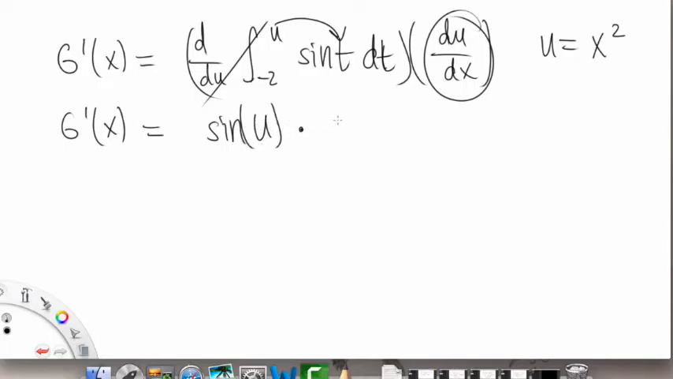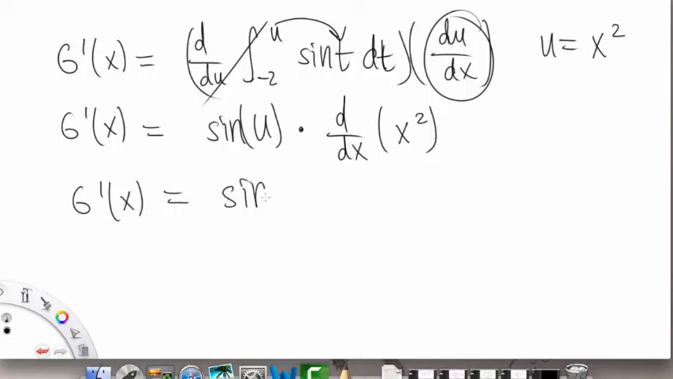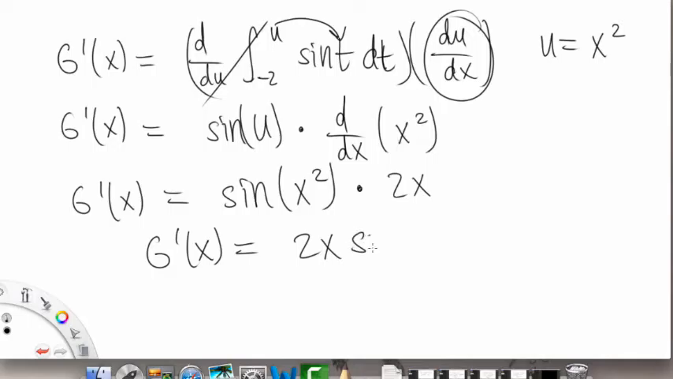And then we have du/dx. That'll be the derivative with respect to x of our u, which is x squared. Now we have this sine of u, and we can replace that with x squared, because that's equal to u. The derivative of x squared with respect to x is simply 2x. So basically, g prime of x is equal to 2x times sine of x squared.